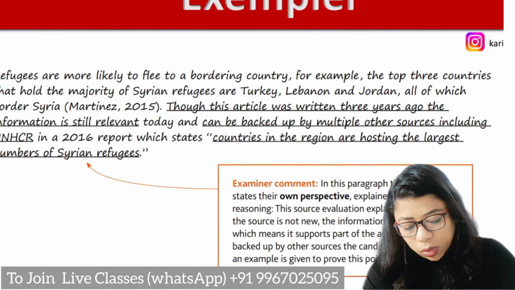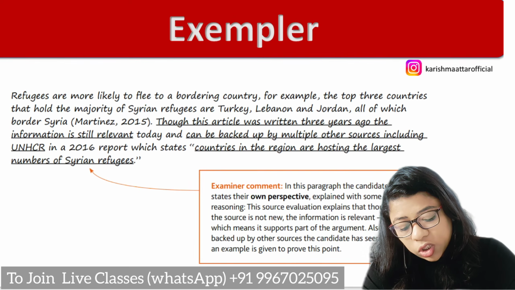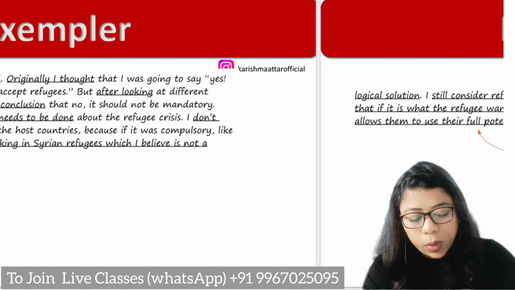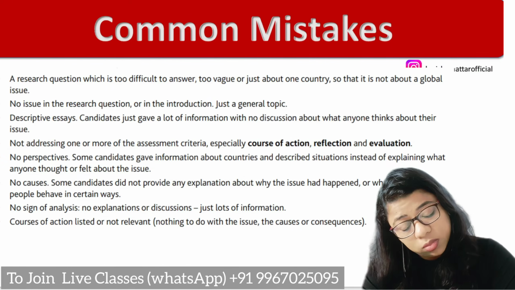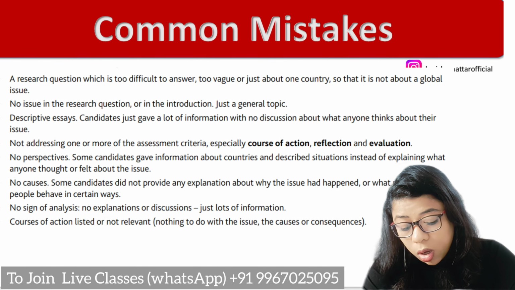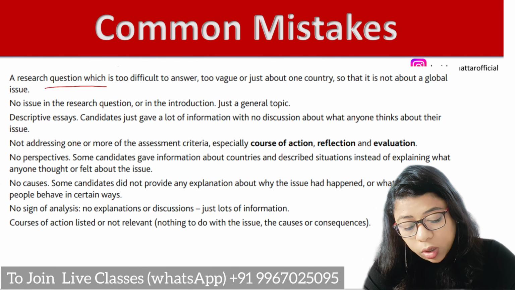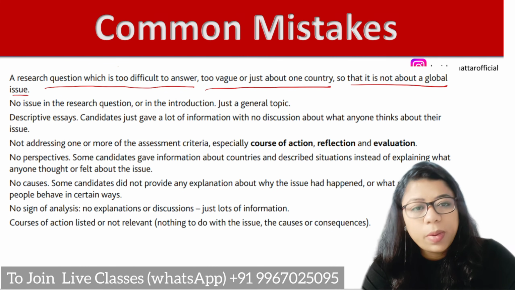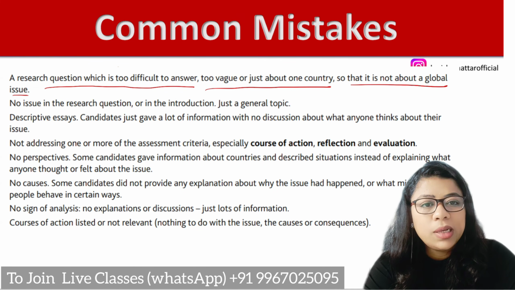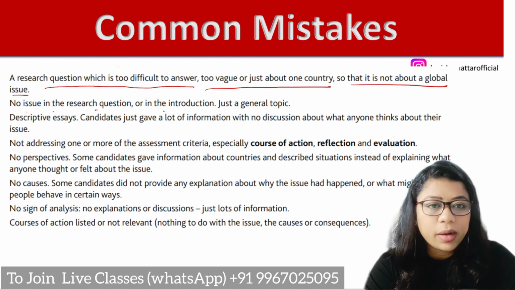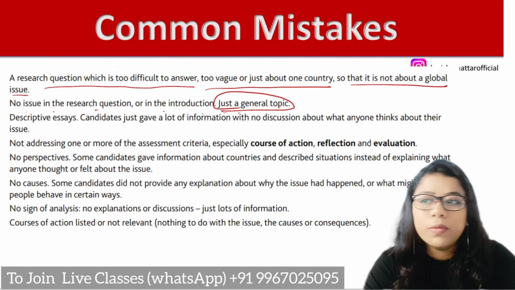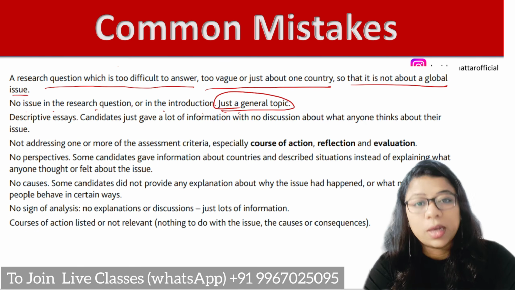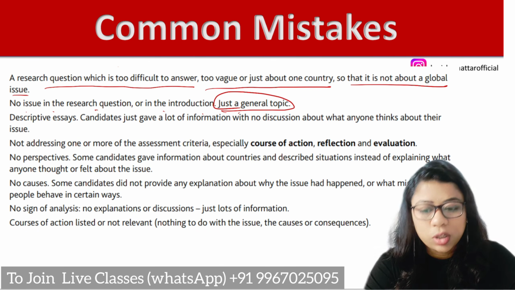Some common mistakes. Common mistakes: a research question which is too difficult to answer, too vague, or just about one country, so that it is not about a global issue. I talked about it before. No issue in the research question or in the introduction, just a general topic. It should be genuinely an issue impacted by a huge number of people. Please don't take a very simple issue that you are impacted by in your classroom, like why we should not get homework. Don't take such an issue, for God's sake. Take something which is significant and substantial.